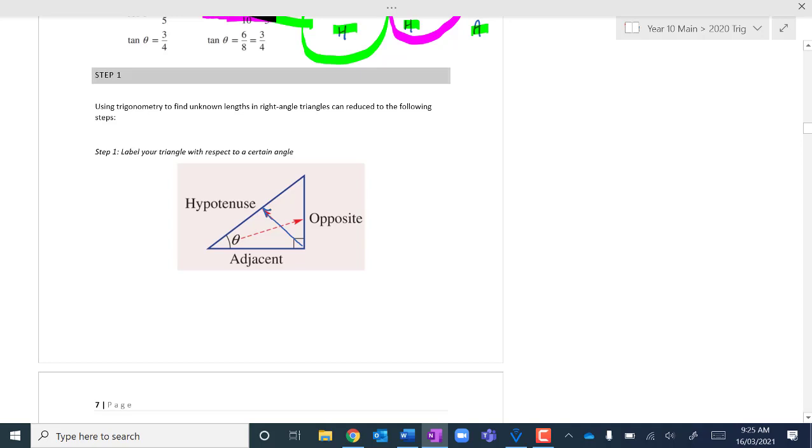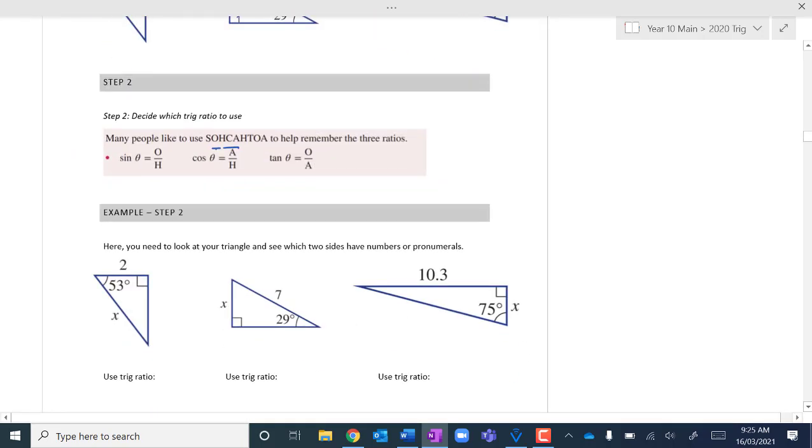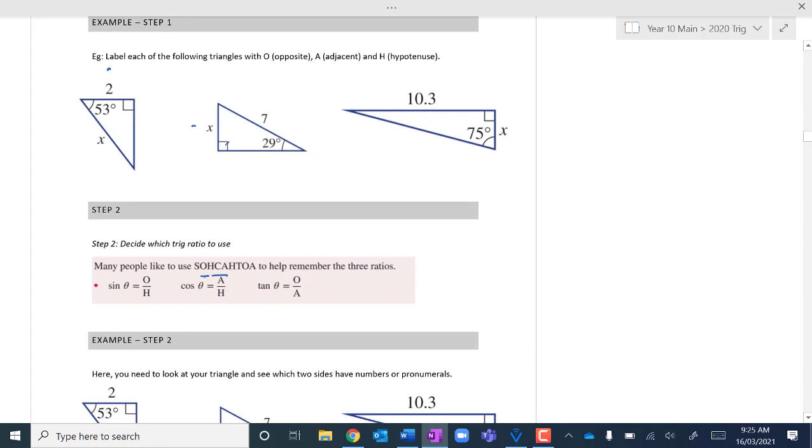Hypotenuse is the nice easy one because that's always the longest side, which happens to be on the other side of that right angle. And notice as well, we can't do this without right angles. We need right angled triangles in order to use SOHCAHTOA. Okay, and adjacent being adjacent to the angle. Okay, so step one, what we're going to do is we're going to label each of these triangles with O, A, and H. Before you do anything, you cannot use SOHCAHTOA if you can't label a triangle.